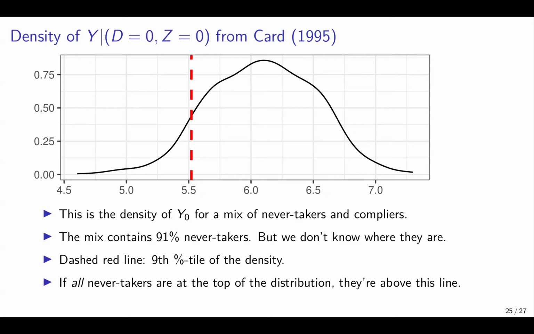We know that in this picture we've got never takers and compliers. We know that 91% of the people are never takers. They could be anywhere. But if I put any of the never takers below that red line, then that's going to pull down their average log wage. So the way to make the never takers have the highest possible average log wage will be to put them all above the red line. So the assumption that they're all above the red line corresponds to asking, what's the highest possible average log wage that the never takers could have that's consistent with everything that we know?